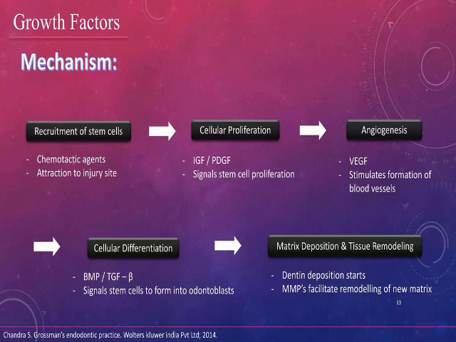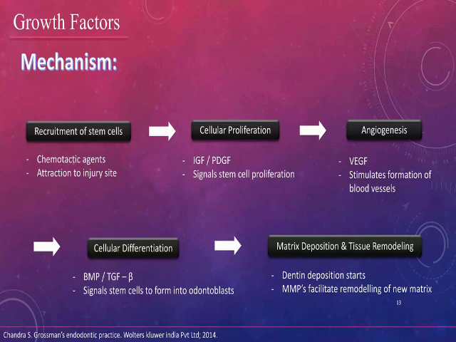The mechanism in which the growth factor works is that it helps in the recruitment of stem cells by a mechanism called chemotaxis. It acts as a chemotactic agent and attracts cells to the injury site. It helps in cellular proliferation. Growth factors like FGF and PDGF signal stem cell proliferation. Angiogenesis is the development of blood vessels, and VEGF stimulates the formation of blood vessels. Also, the cellular differentiation factors include BMP and TGF beta, which signal the stem cells to form odontoblasts.